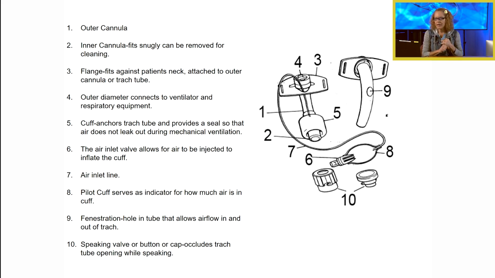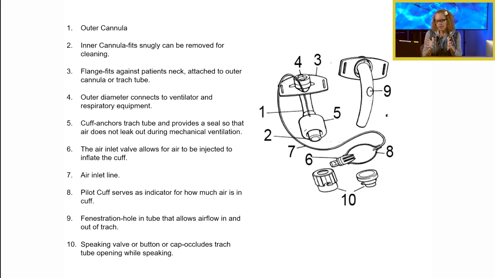Number 1 is the outer cannula. Number 2 is our inner cannula, which we mentioned fits snugly and can be removed for cleaning if there are mucus plugs in there. The number 3 is the flange that fits against the patient's neck. This is attached to the outer cannula or trach tube, which then again connects to our Velcro straps. Number 4 is our outer diameter, which connects to our ventilator or our respiratory equipment. So that's the connector for either our ambu bag or our ventilator.